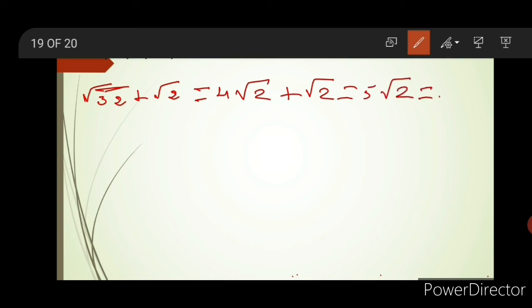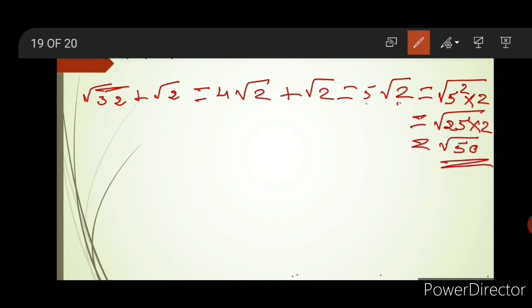Keep it in this form: 5 root 2. Take 5 inside the square root sign, what happens? It becomes 5 square, so inside the square root sign it becomes 5 square into 2. Square root of 25 into 2 is root 50. Yes, square root of 50.